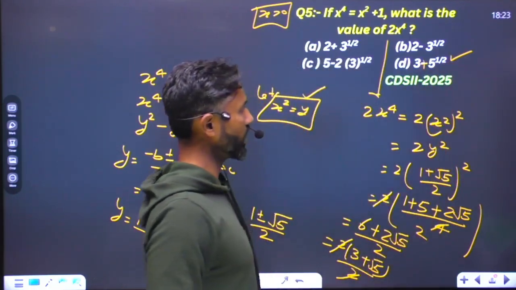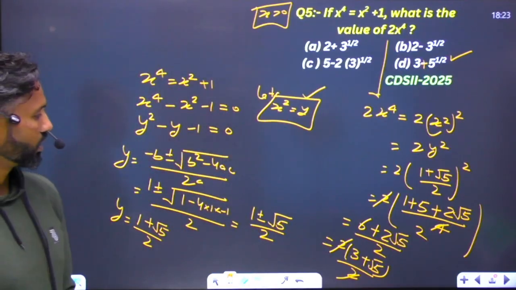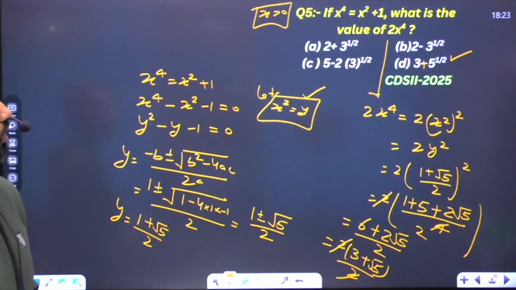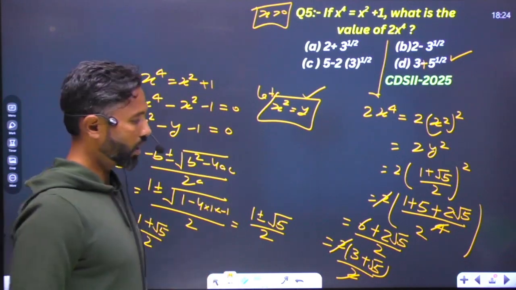3 plus root 5, that is 3 plus 5 to the power 1 by 2. This is the correct answer of this particular question. Understand? So it was question number 5 from this paper.